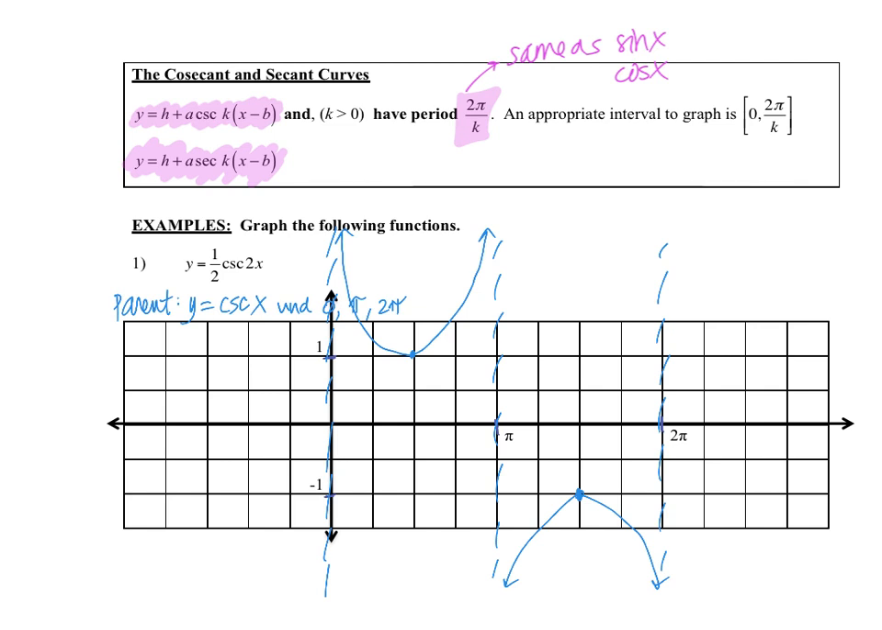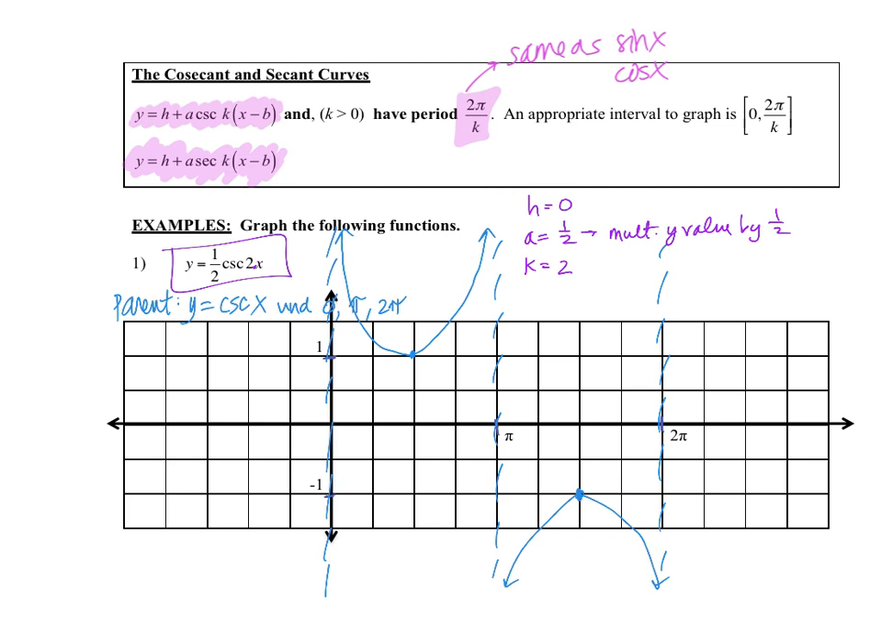Okay, let's go through our letters. Right here, what's H? 0. So what does that do to my graph? Nothing. What's A? 1/2. So because A is 1/2, what am I going to do with that? I'm going to multiply the y value by 1/2. Okay. What is my K value? K is 2. It's connected to that x.